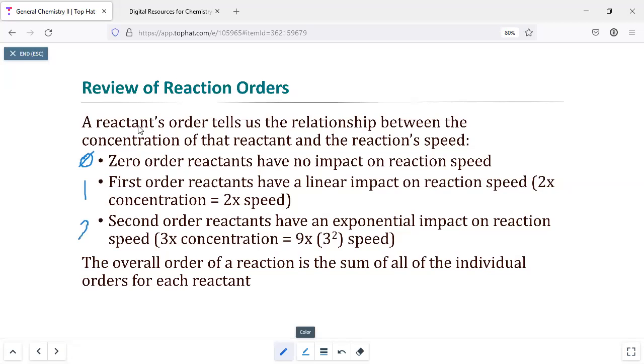And for second order, where the exponent is equal to 2, well, that's a squaring effect. So it's going to have what looks like an exponential effect on the reaction speed. Double the concentration, reaction speed goes up by 4. Triple the concentration, reaction speed goes up by 9. Increase concentration by a factor of 10, reaction increases by a factor of 100, 10 squared.